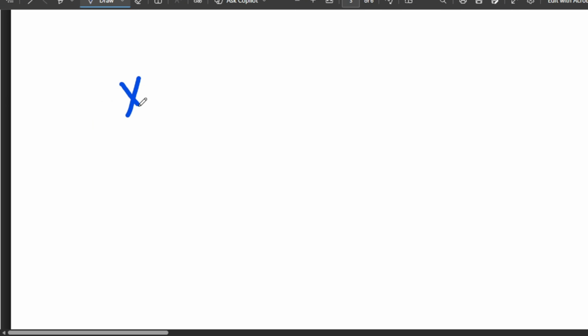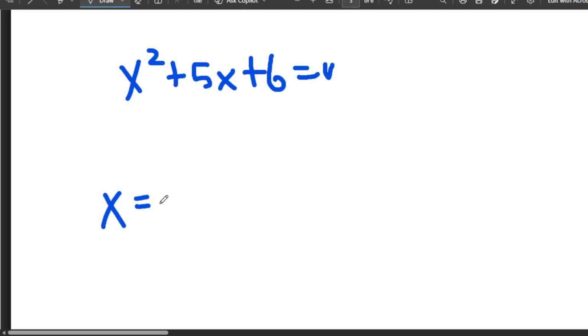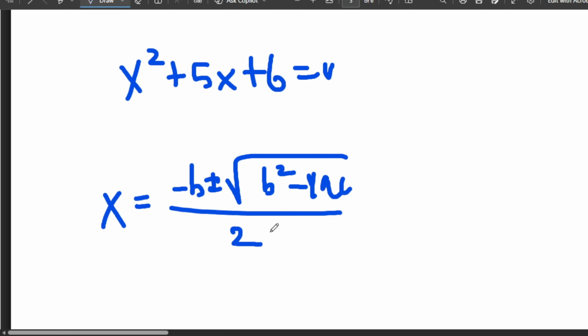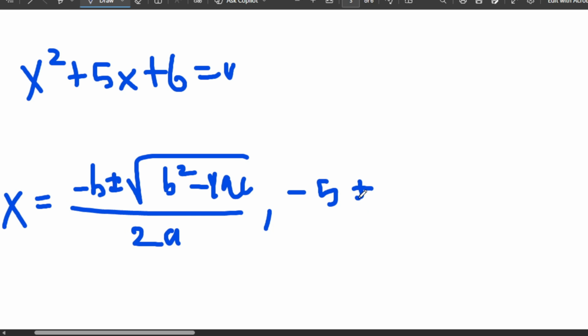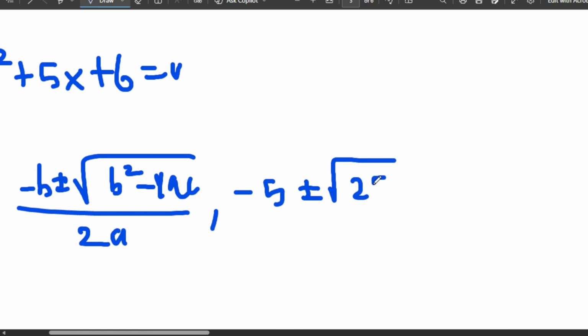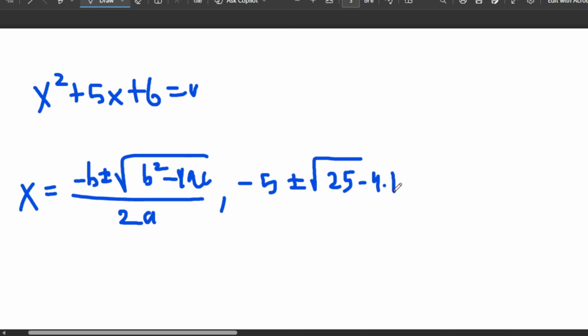If we use that, let's say we had an equation that we could factorize easily, the solution must be negative 3 and negative 2, right? So if we use the quadratic formula, it will be negative 5. Don't forget it's negative b plus or minus the square root of b squared minus 4 times a times c, divided by 2 times a. So we will have negative 5 plus or minus the square root of 25 minus 4 times a, which is 1, times 6, divided by 2 times 1.